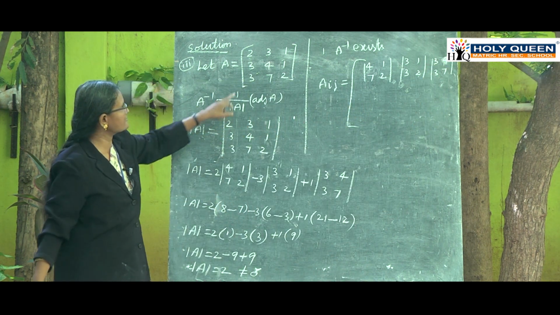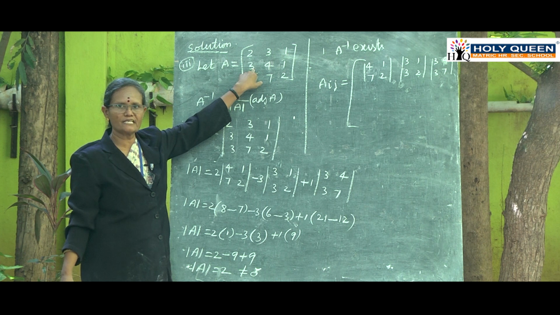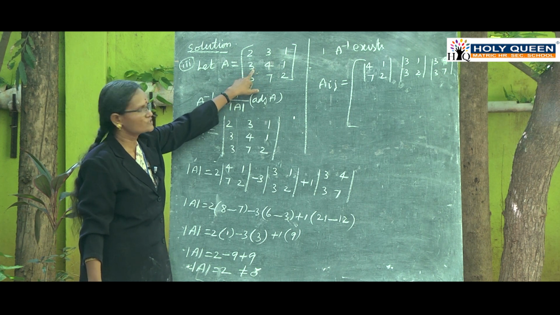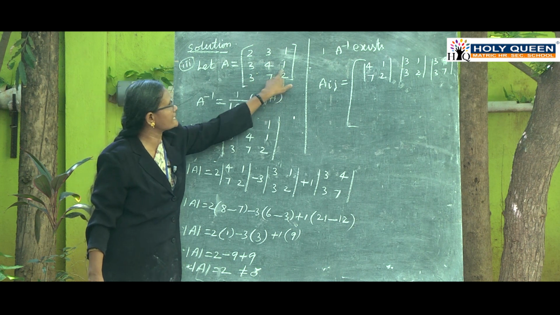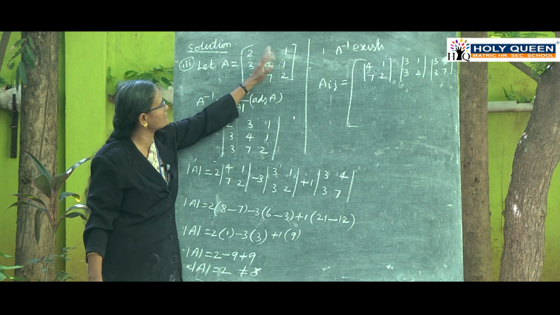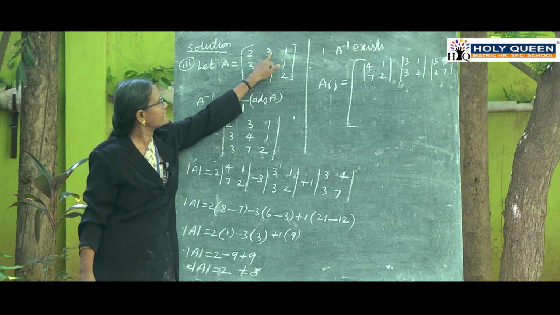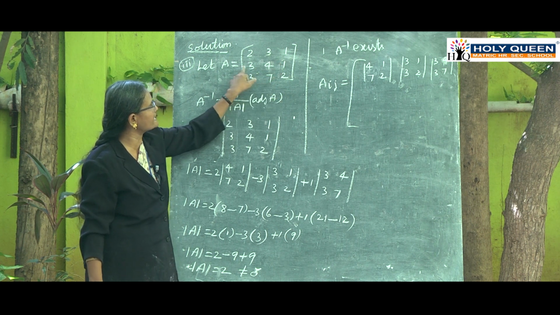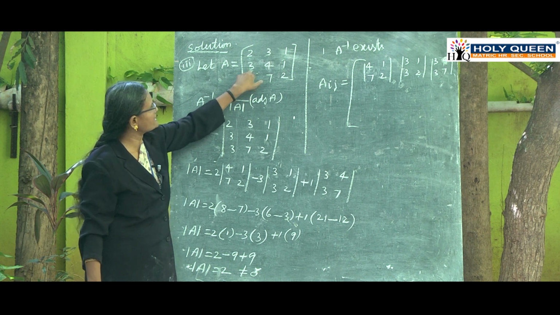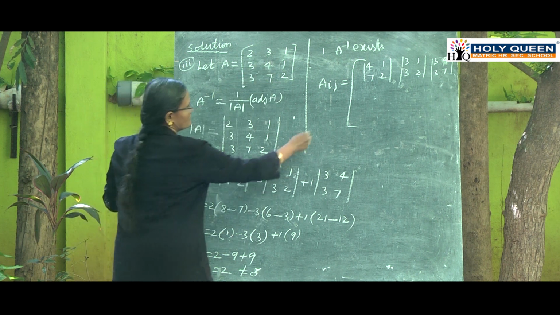Now, let us consider the second row. Second row, first element is 3. The position of 3 is second row and first column. Ignore that second row and the first column. What are the remaining elements here? 3, 1, 7, 2. That is the minor of 3.